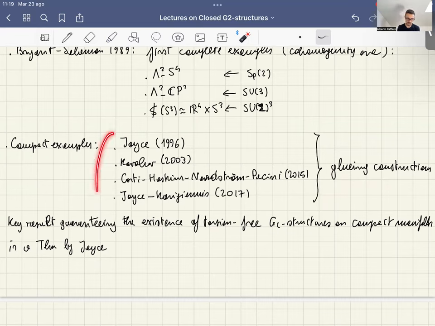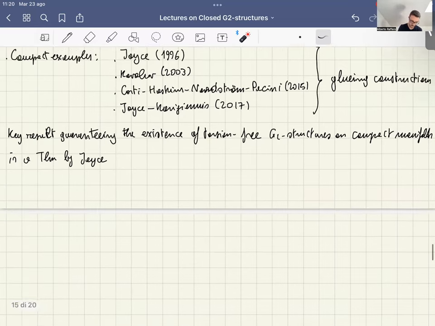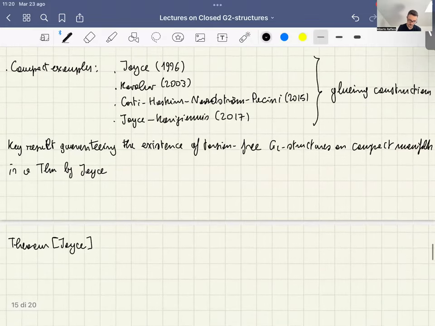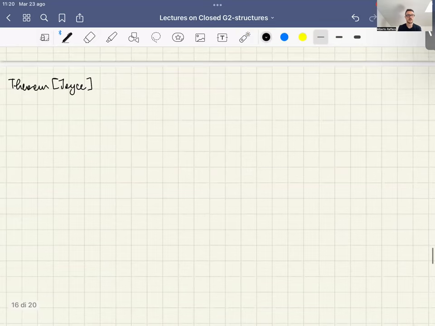So these manifolds have to be carefully constructed, paying attention to the topology, as once you have a torsion-free G2 structure, the topology of the manifold tells you whether the G2 manifold will be irreducible or not. So to conclude, let me mention this theorem by Joyce, again in the same paper that I mentioned before, this 1996 paper. It tells you the conditions ensuring when a closed G2 structure with suitably small torsion can be deformed into a torsion-free G2 structure. So the theorem goes as follows.